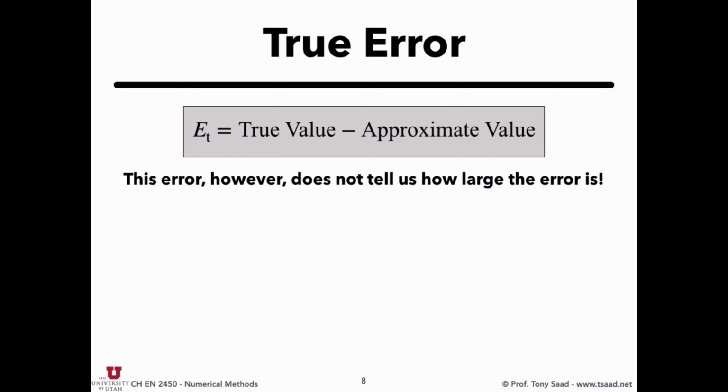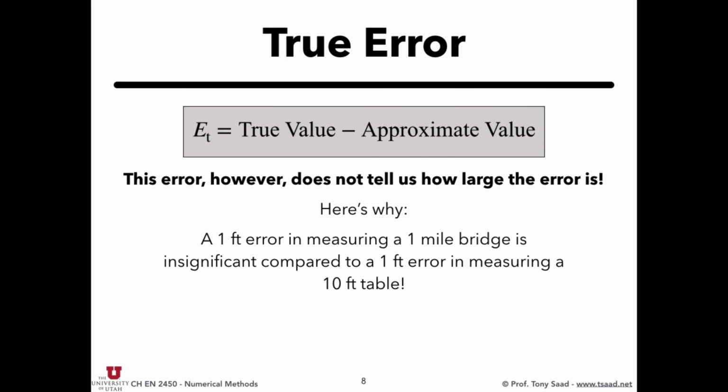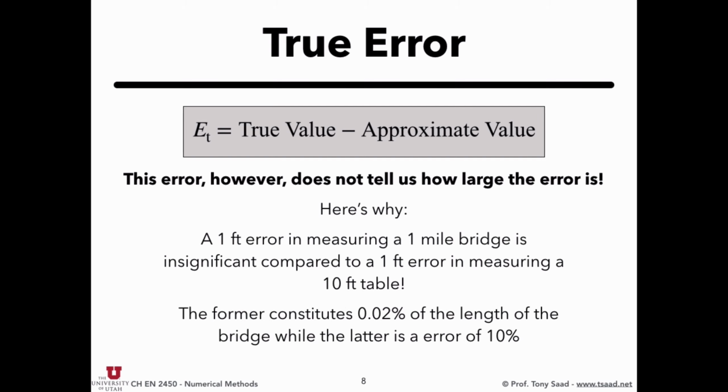The absolute error doesn't really tell you how large or how bad it is, because it doesn't take into consideration the scale of the system that you're measuring. And I'll give this example. A 1-foot error in measuring a 1-mile bridge is insignificant compared to a 1-foot error in measuring a 10-foot table. Does that make sense? So what we need is to take this error and make it a proportion of the true value.